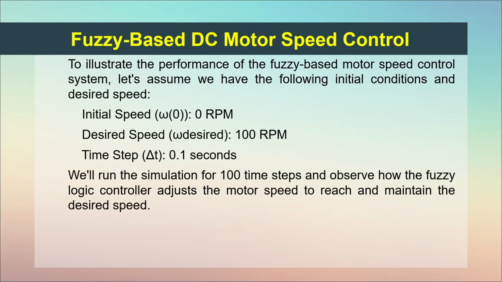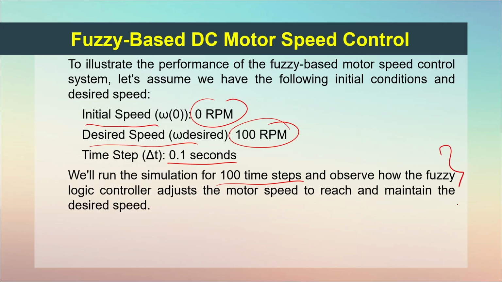So to understand the performance of this fuzzy based motor control, we can have something like: what is the initial speed, 0 rpm, what is the desired speed, 100 rpm, and what is the time step, 0.1 second. This Simulink model, which we have designed, we have to run for 100 time steps and observe how the fuzzy logic control adjusts the motor speed and reaches and maintains the desired speed. So you have to record all these values.